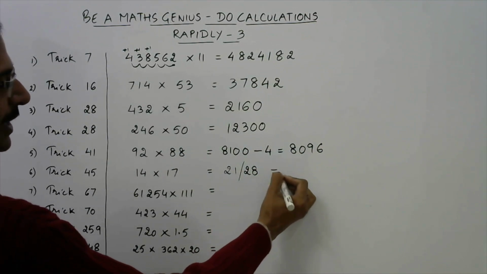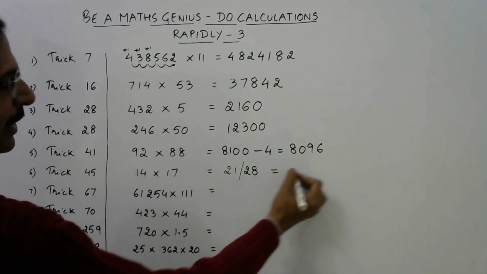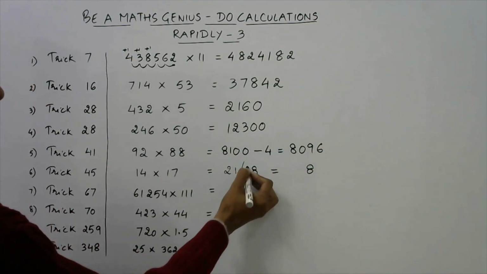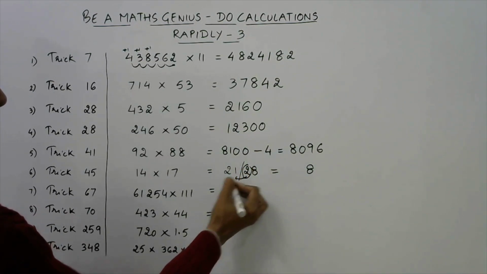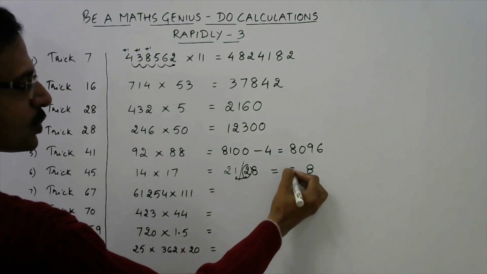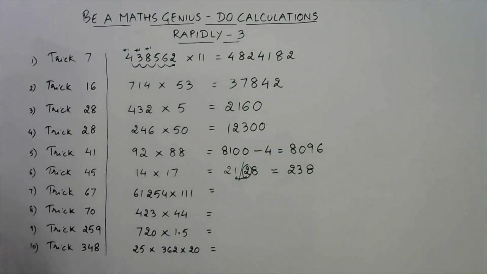Now how do we find the answer? In this 2-digit number, we will retain the unit digit in the answer and carry forward this tens digit here. So 21 plus 2 becomes 23 and 238 is the product. I have given a detailed explanation using so many examples in trick number 45. You can watch that if you want to practice this method.